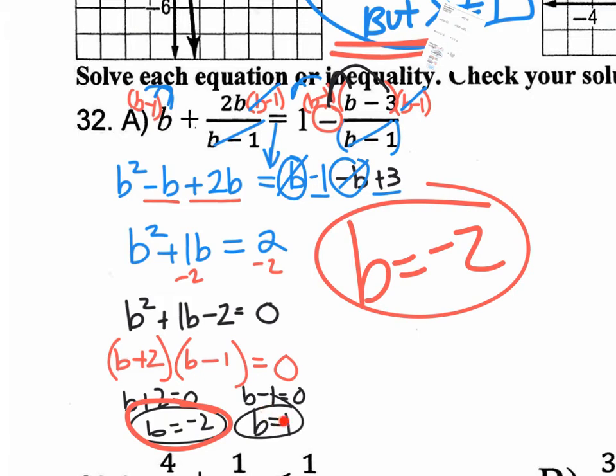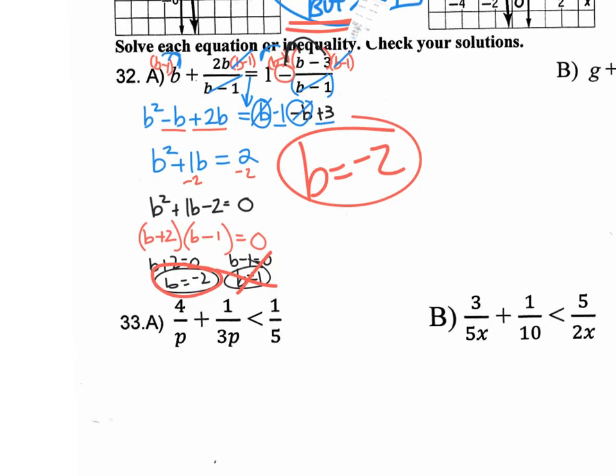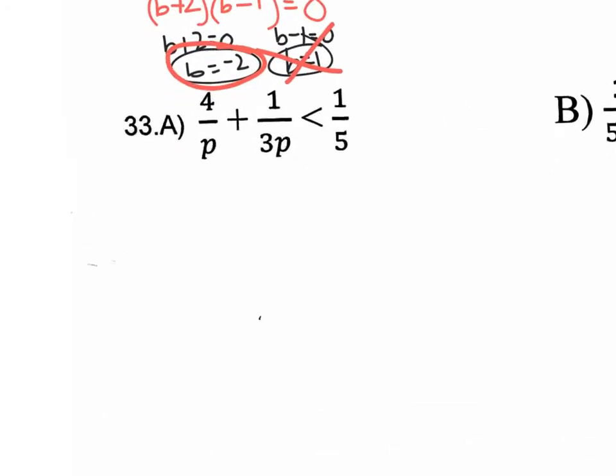However, when you try b equals 1, when you plug in 1 right there, 1 take away 1 is 0, which makes it undefined, which means that that cannot be an answer. I want to cross it out. That's what I call an extraneous solution. The only answer is b equals negative 2. And of course, you guys could practice with 32b. Let's move on to 33.